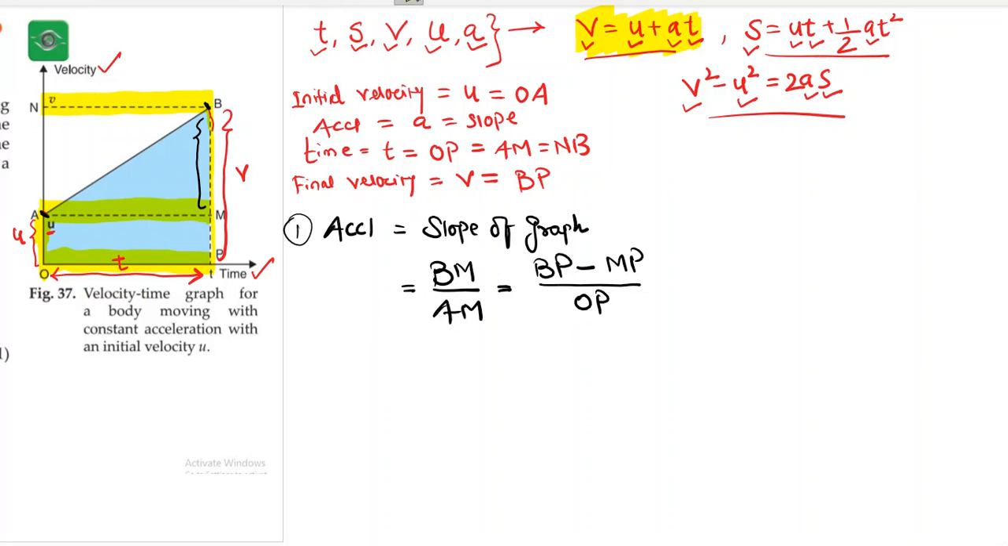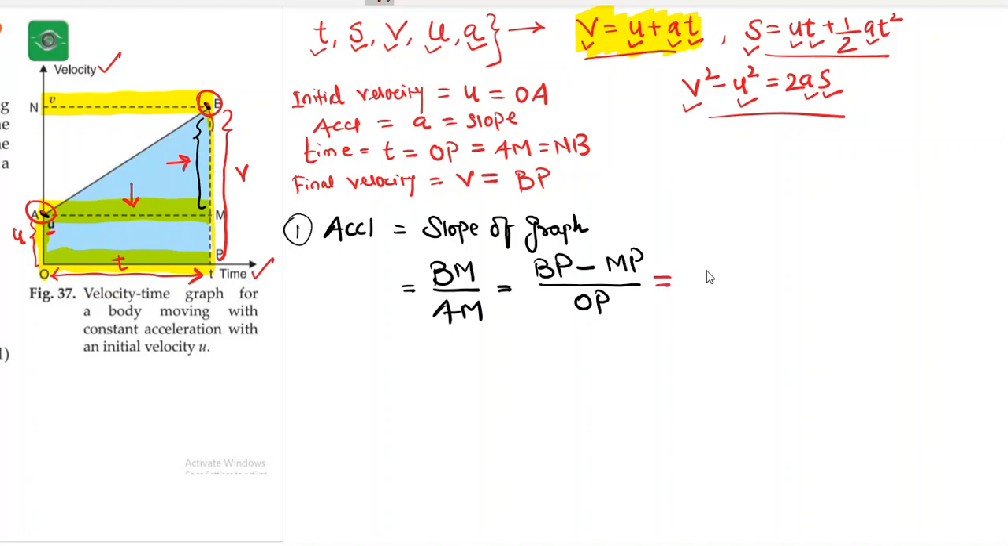Please clear your doubts here. Acceleration from the graph, how did we find it? We found it by finding 2 points on the graph. Suppose I took one point as B and another point as A, then I found their coordinates x and y of B and A, and I subtracted them, right? y2 minus y1 upon x2 minus x1, that gave me the slope. But what is y2 minus y1? y2 minus y1 is the vertical displacement, which is BM. And what is x2 minus x1? That is the horizontal displacement, that is AM, right? And AM is equal to OP, right?